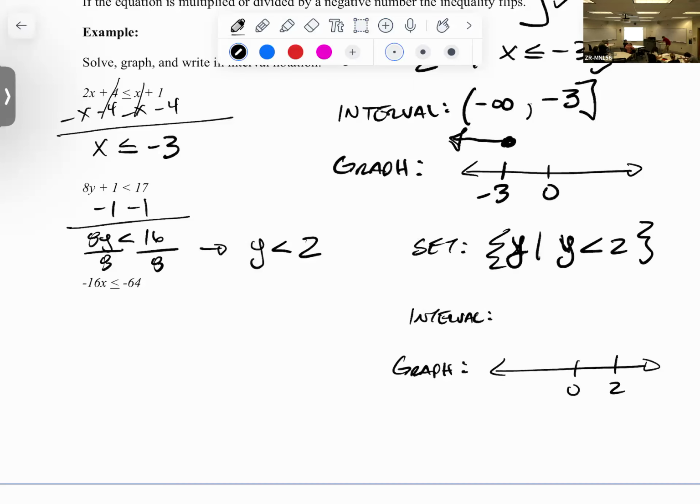Zero and 2 on the right side, and open circle or closed circle at 2? Open. And what direction are we heading? Left. Again, notice the arrow points that direction. So once again, we start at negative infinity and go all the way to 2, parenthesis or bracket? Parenthesis. All right, everything lines up. Strict inequality, parenthesis, open circle. All right, closed circle, bracket, less than or equal to.